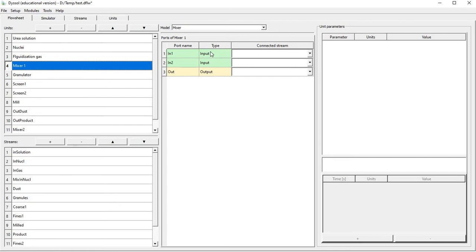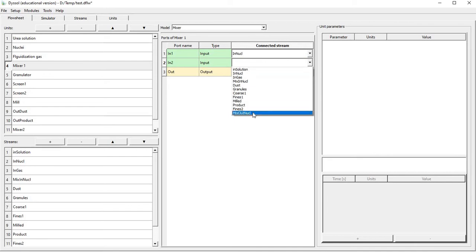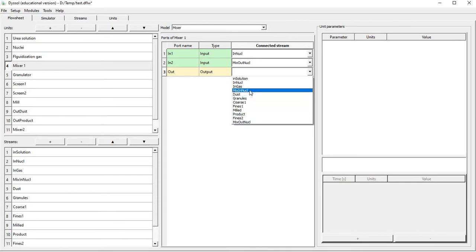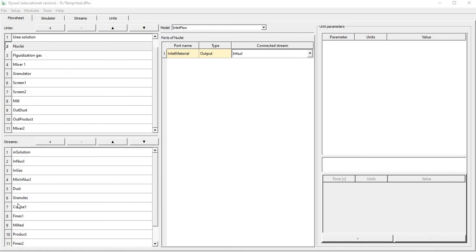For a mixer, according to the process structure, we have 2 inlet streams. This will be in nuclei as well as mix out nuclei. And as output of the mixer 1 we have a stream which is named mix in nuclei. Now, in a similar manner, I can define all connections between the unit operations and material streams. Now we have defined all connections between the unit operations and material streams.